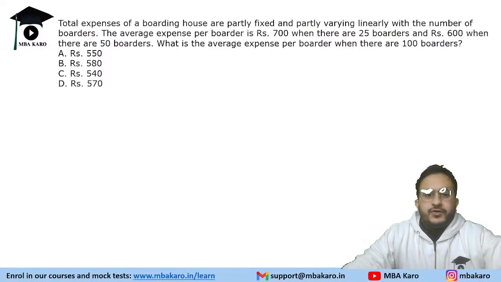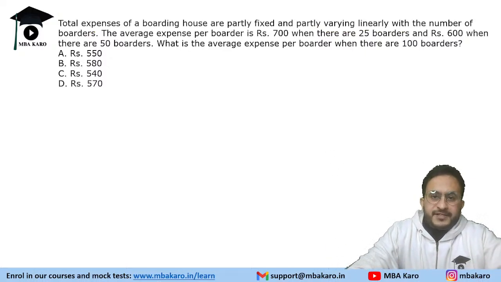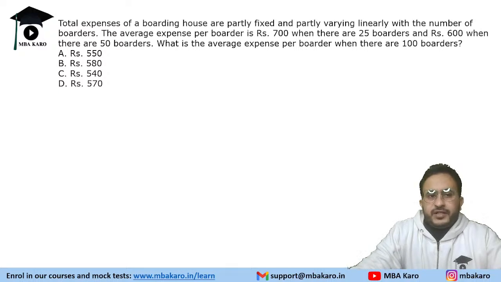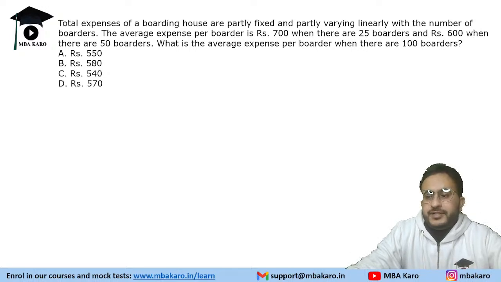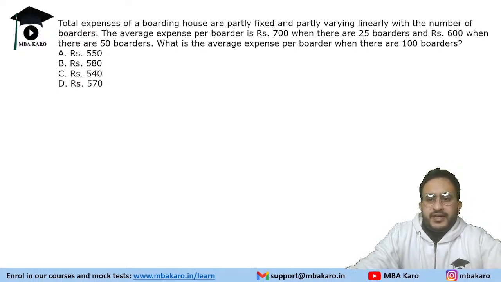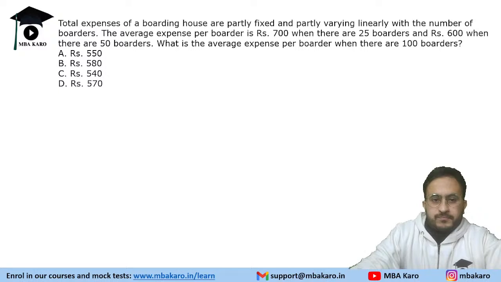Total expenses of a boarding house are partly fixed and partly varying linearly with the number of boarders. The average expense per boarder is rupees 700 when there are 25 boarders and 600 when there are 50 boarders. What is the average expense per boarder when there are 100 boarders?